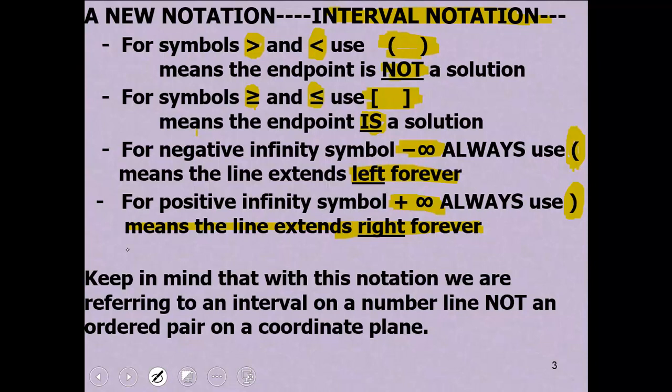When we write our interval notation, 4 to positive infinity, we have to make sure we understand that we are not writing an ordered pair. This is an interval on a number line, not an ordered pair on a coordinate plane.